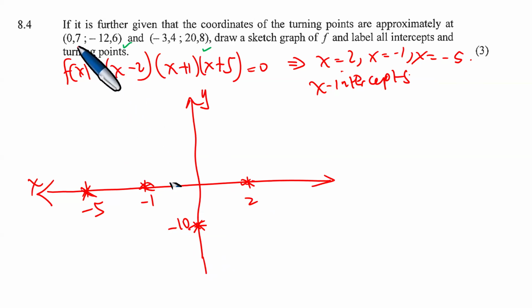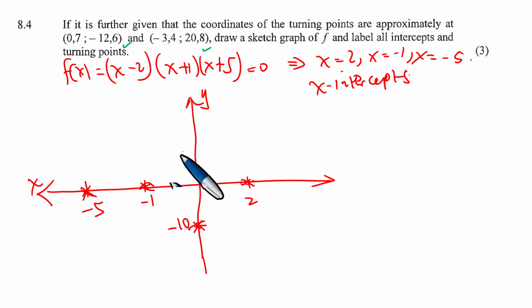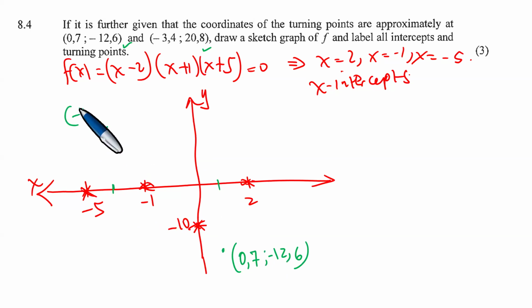Next, we position our intercepts with the coordinate axes at these points, namely (0; 7) and (-12,6). Okay, and also there's another one, (-3,4; 20,8). Minus 3,4 is somewhere here. This point is a vertex: (-3,4; 20,8). So we're good.